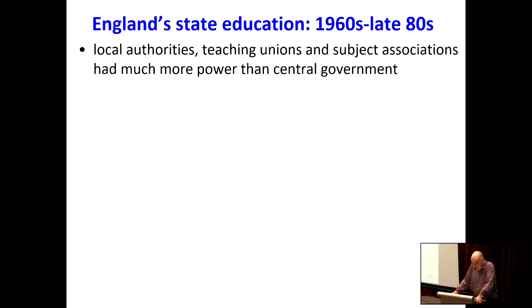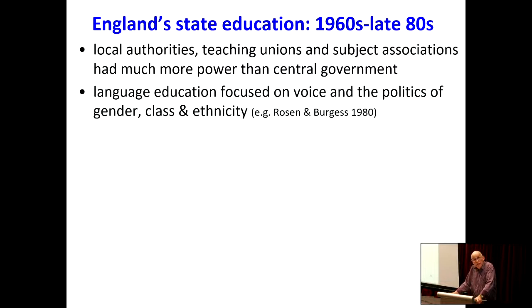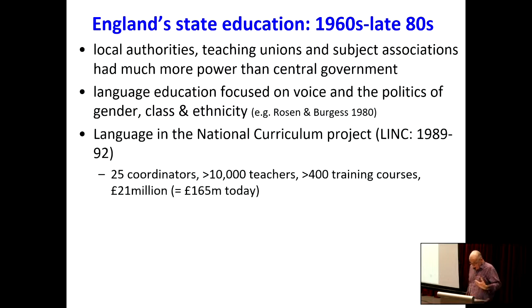From the 1960s to the 1980s, schooling in England was dominated by progressive pedagogies, and local authorities, teaching unions, and subject associations had much more influence over the curriculum than central government. In language education, there was huge interest in the voice and the language repertoires of pupils, and for many, this brought the politics of gender, class, and ethnicity into lessons. In the late 1980s, a lot of this culminated in the Language and the National Curriculum project, which ran from 1989 to 1992, involved 25 coordinators, more than 10,000 teachers in over 400 training courses, supported by £21 million from central government. That's equivalent to 165 million at current values.